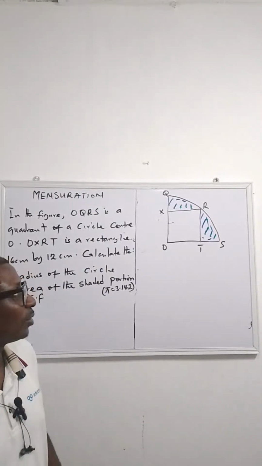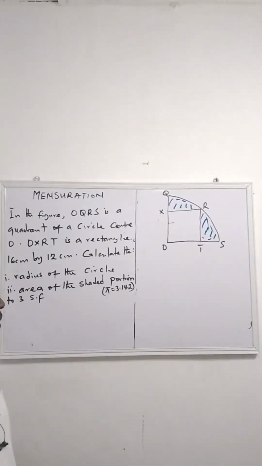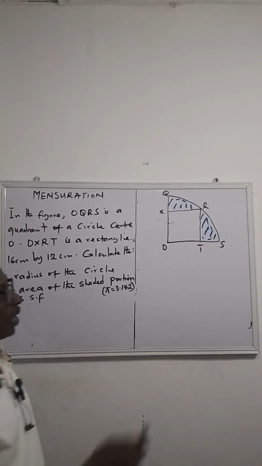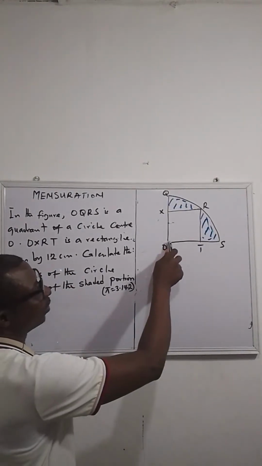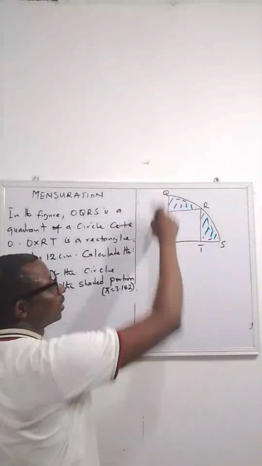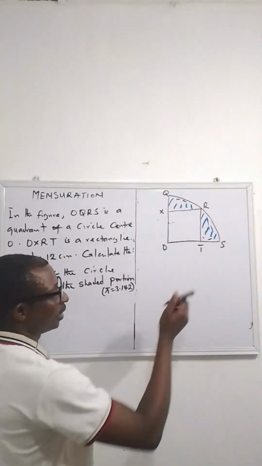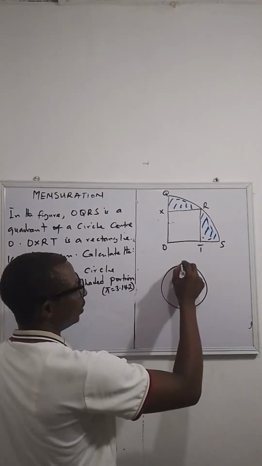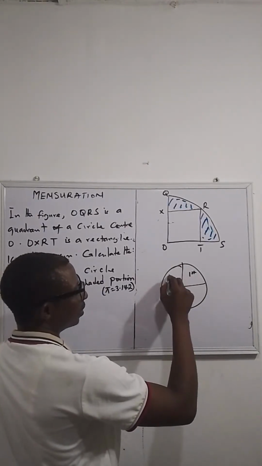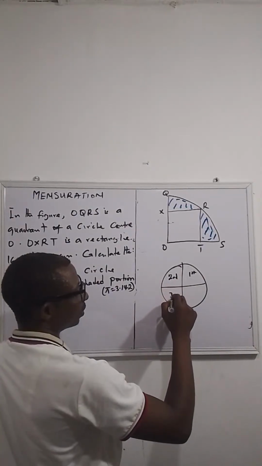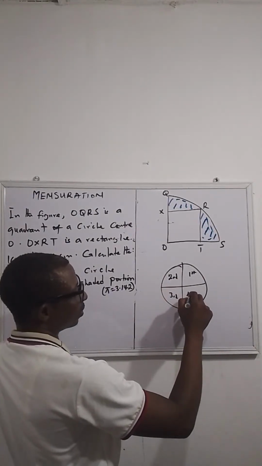All right. So now let's look at it. Now I need to get the radius. Now look at it. OS is the radius because this is the center of the circle. This is a quadrant. I told you what a quadrant is. Now when you divide a circle into 4 parts, we have the first, the second, the third, and the fourth.